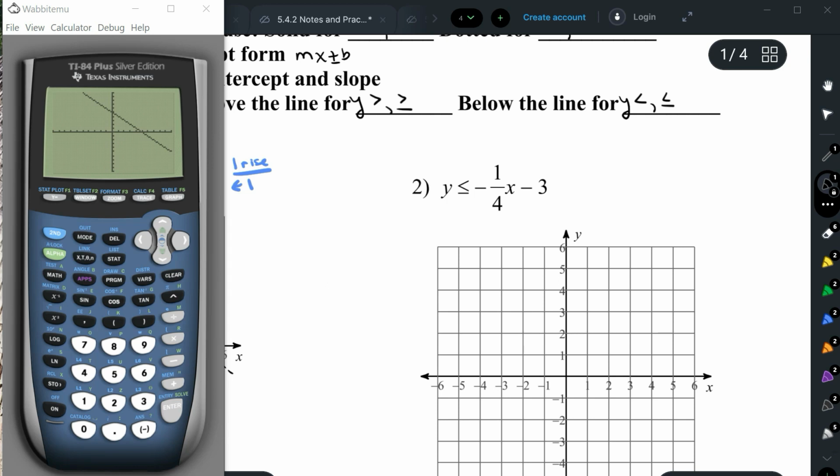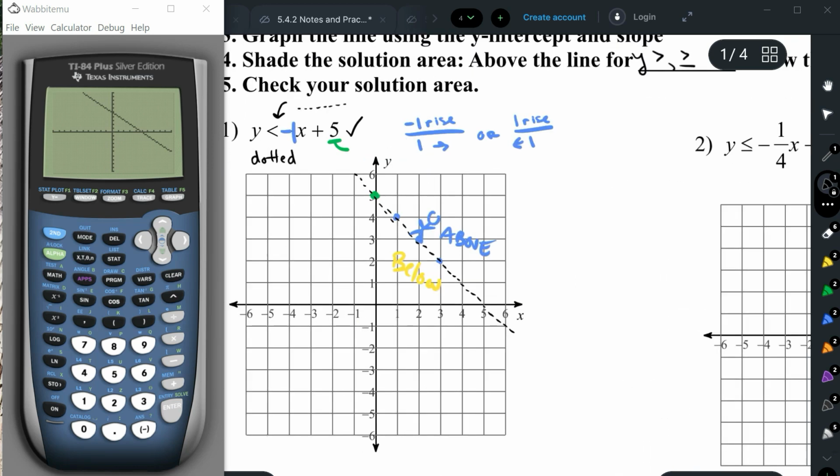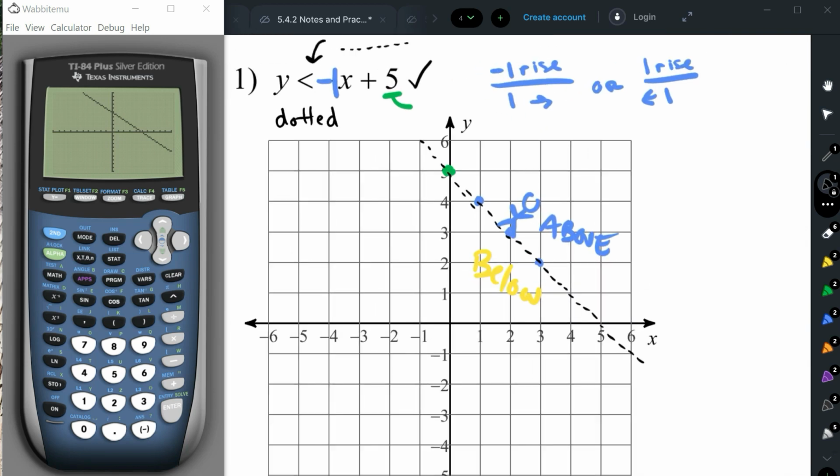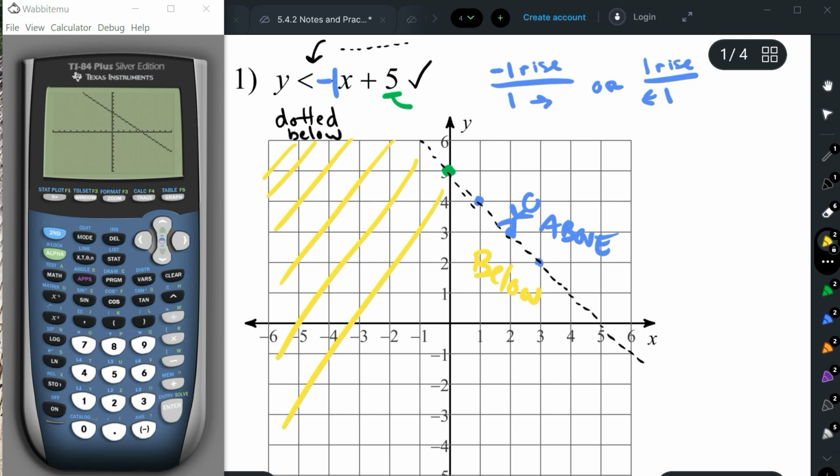Okay, so what do we have? We have a less than, which means dotted, and we're going to shade below. So we are actually shading everywhere underneath this graph. Okay, now what that means is all of these coordinates are solutions.